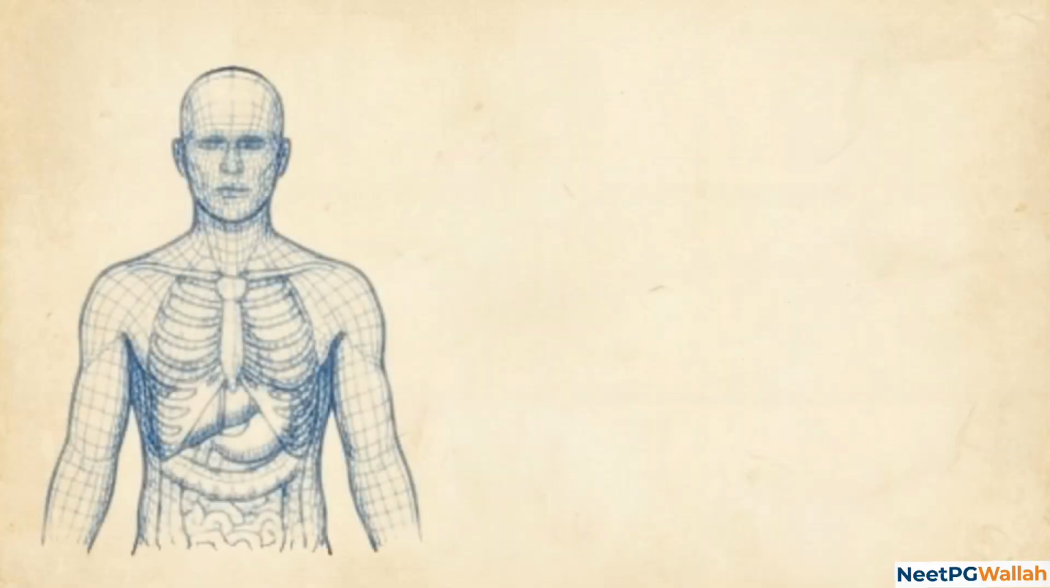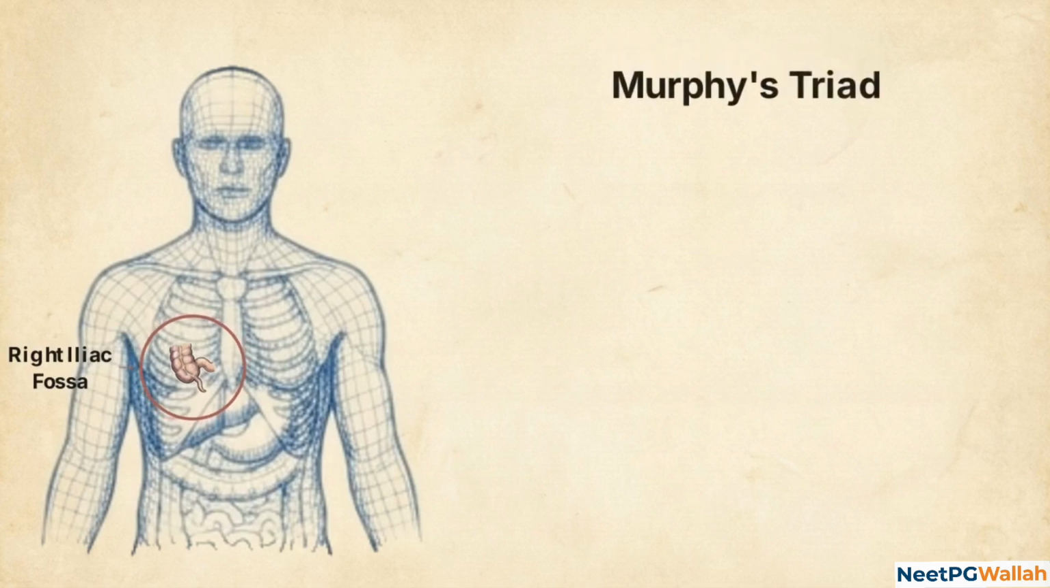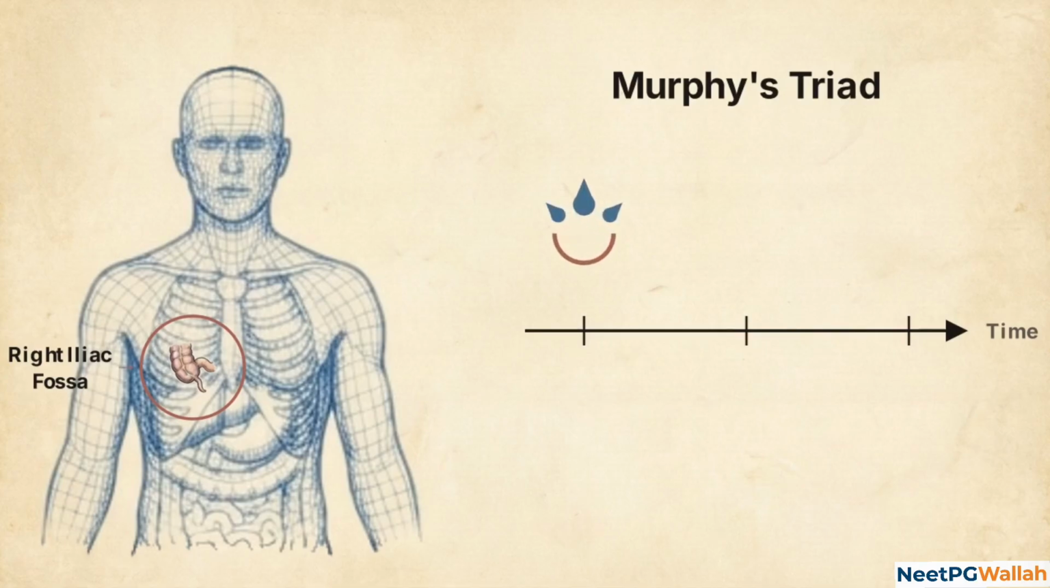Continuing down the GI tract, this diagram zeroes in on the lower right abdomen, specifically the right iliac fossa. Murphy's triad maps the temporal progression of acute appendicitis. It tracks the evolution of the condition from onset to presentation. The timeline maps 3 components. It begins with vomiting, progresses to pyrexia, an elevated temperature, and culminates in focused right iliac fossa pain.